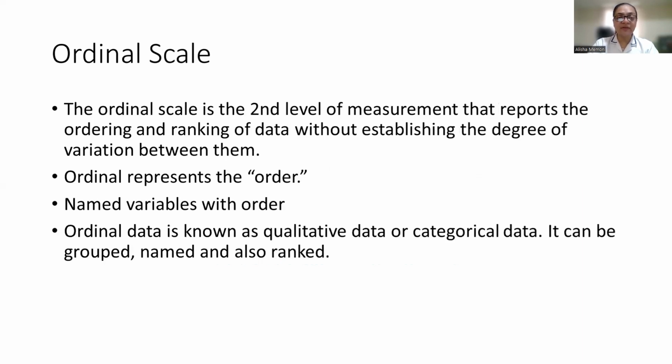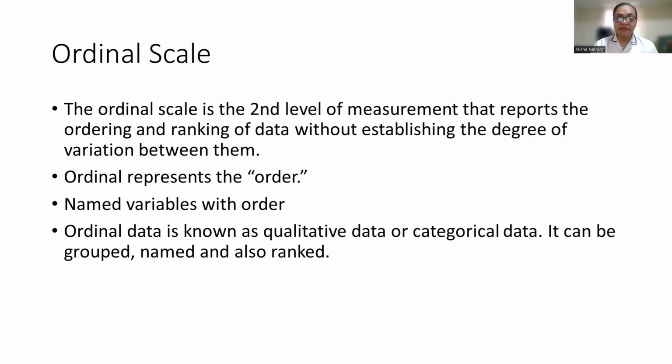Coming to ordinal scale of measurement, it is the second level of measurement that reports the ordering and ranking. Now, this is a little one step ahead in the scales of measurement. The first one, the nominal scale, just had named variables, but here we'll have named variables as well as an order. So ordinal represents order. These will be named variables with order.